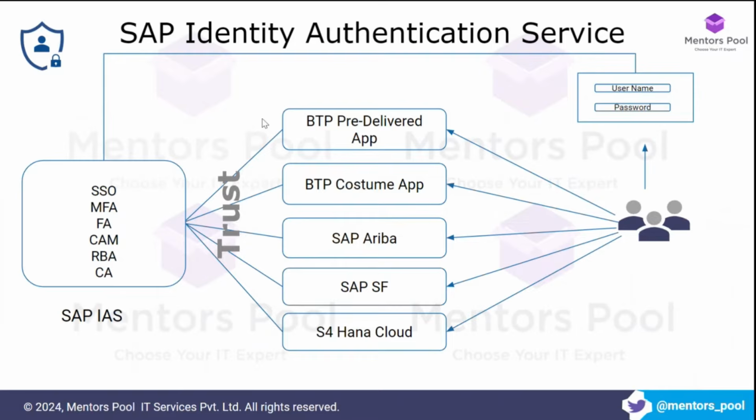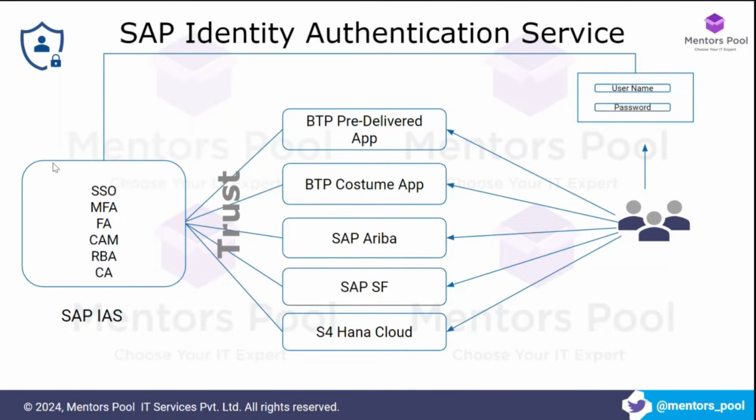SAP IAS, now here, is working as a main identity provider. So I said you have IAS, and you will create trust with each application: SuccessFactors, Ariba, S/4HANA Cloud, custom applications you have developed on BTP, pre-delivered applications on BTP, like let's say technical applications or business applications, any of those, right? Now you create a trust with IAS and you will store all user data here. Okay, so you will store all your user data.